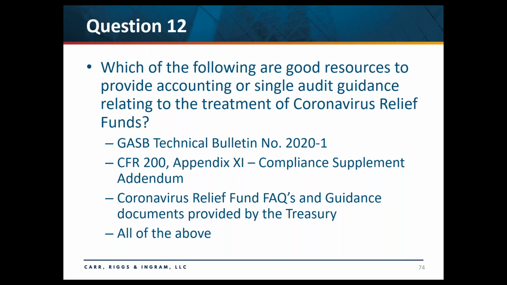Okay, we're ready for the question. All right, so this is our last polling question. Which of the following are good resources to provide accounting or single audit guidance relating to the treatment of coronavirus relief funds? GASB Technical Bulletin number 2020-1, the Compliance Supplement Addendum, Coronavirus Relief Fund FAQs and other guidance provided by the Treasury, or all of the above.